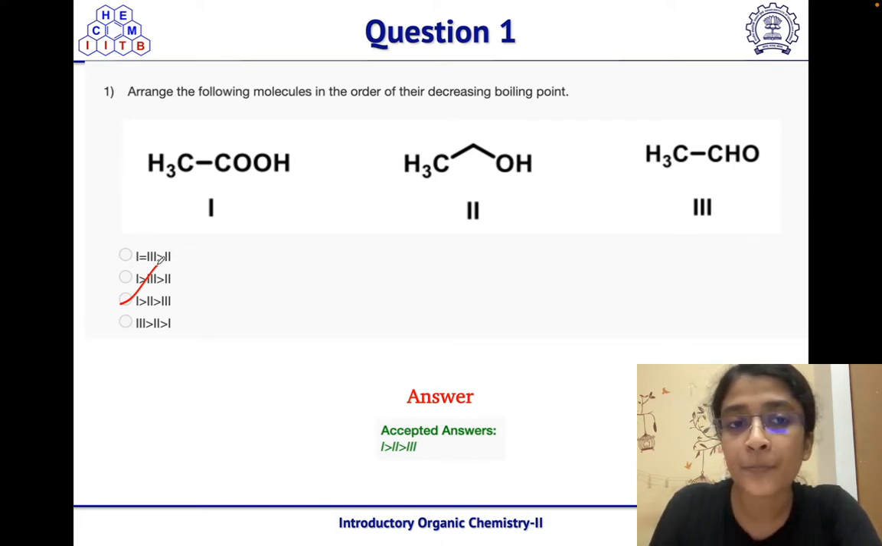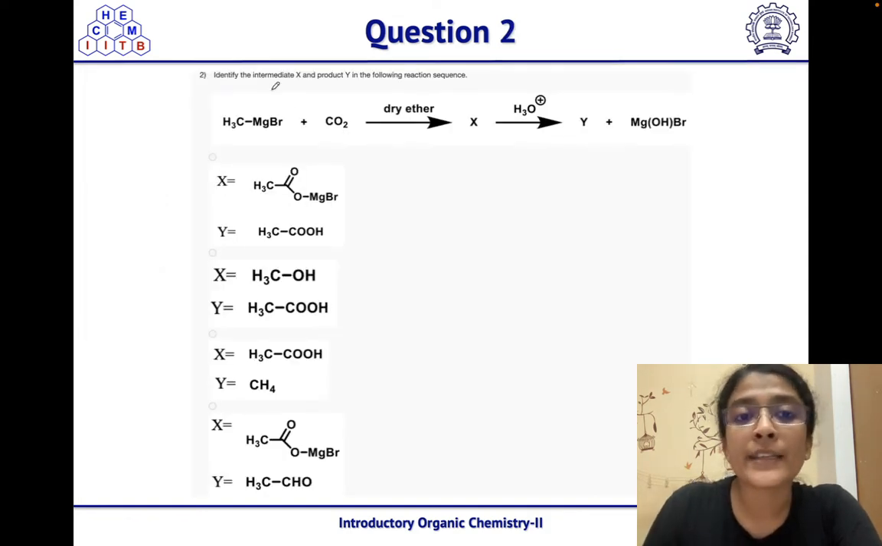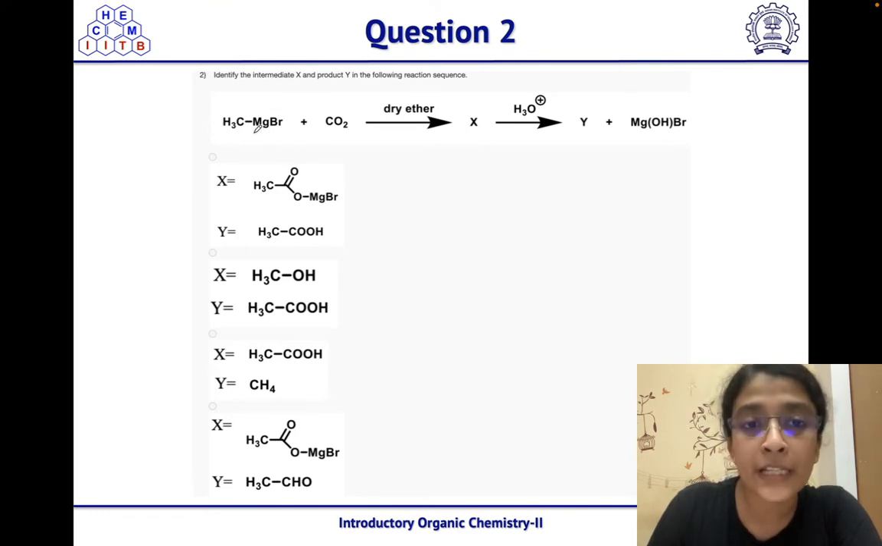Yes, ma'am. Okay. Now moving forward to question number 2. Identify the intermediate X and product Y in the following reaction sequence. They have given methyl Grignard reagent. The CH3MgBr is called methyl Grignard, and carbon dioxide. In presence of dry ether, it will give an intermediate X, and that upon hydrolysis will give Y and hydroxy magnesium bromide. So we have to find out what is X and what is Y.